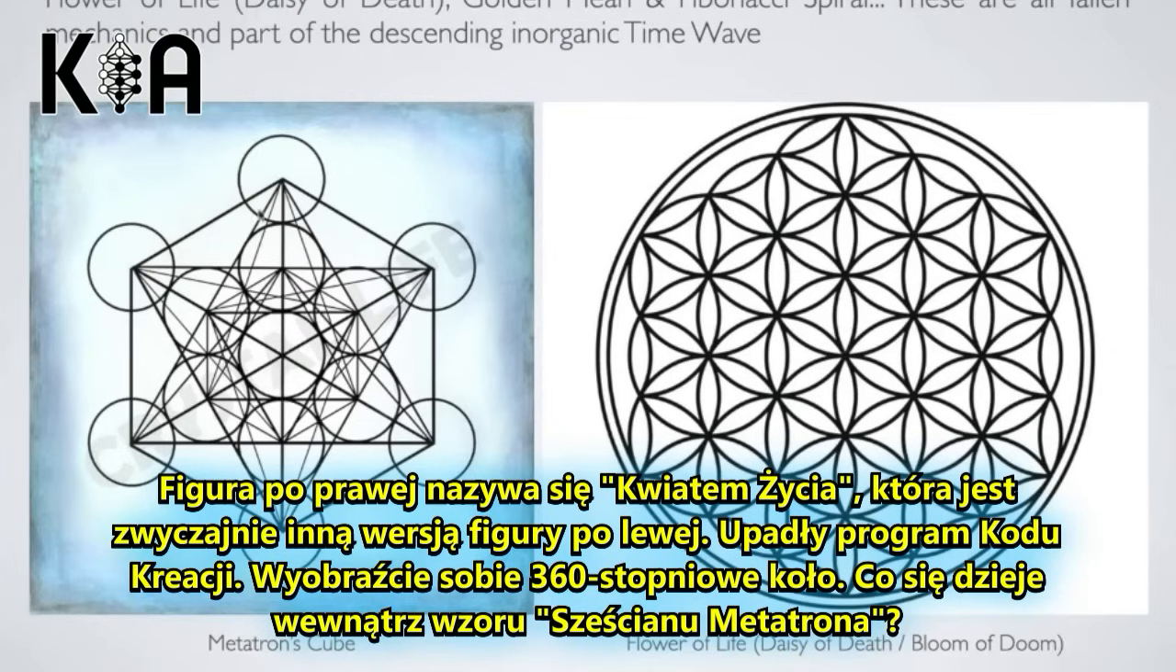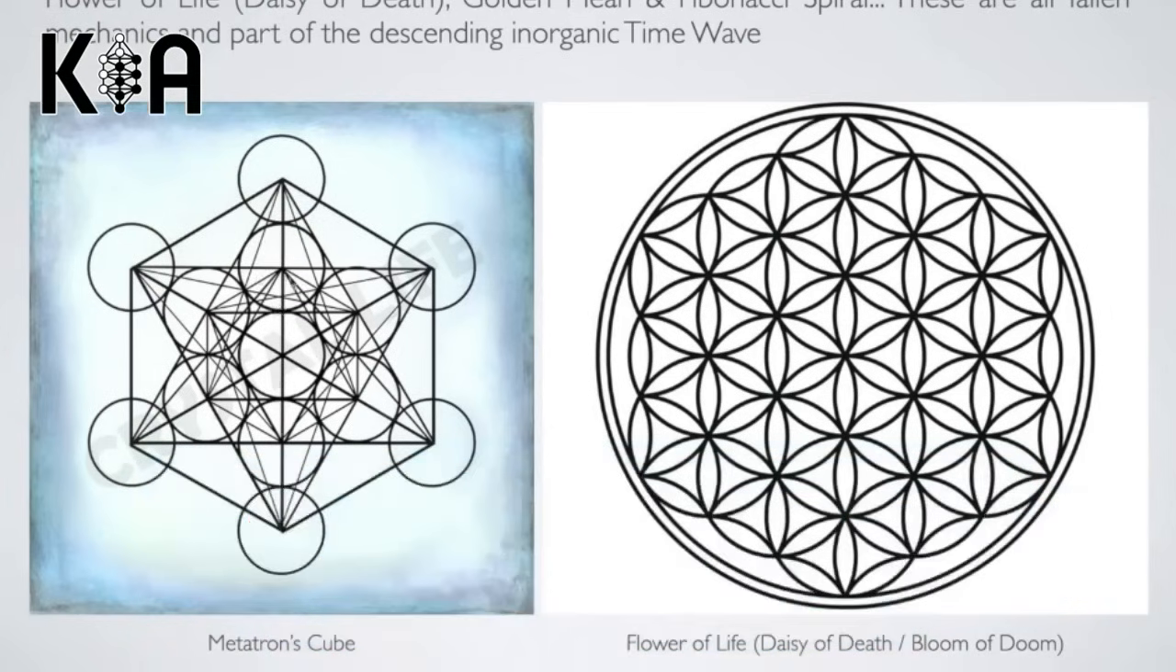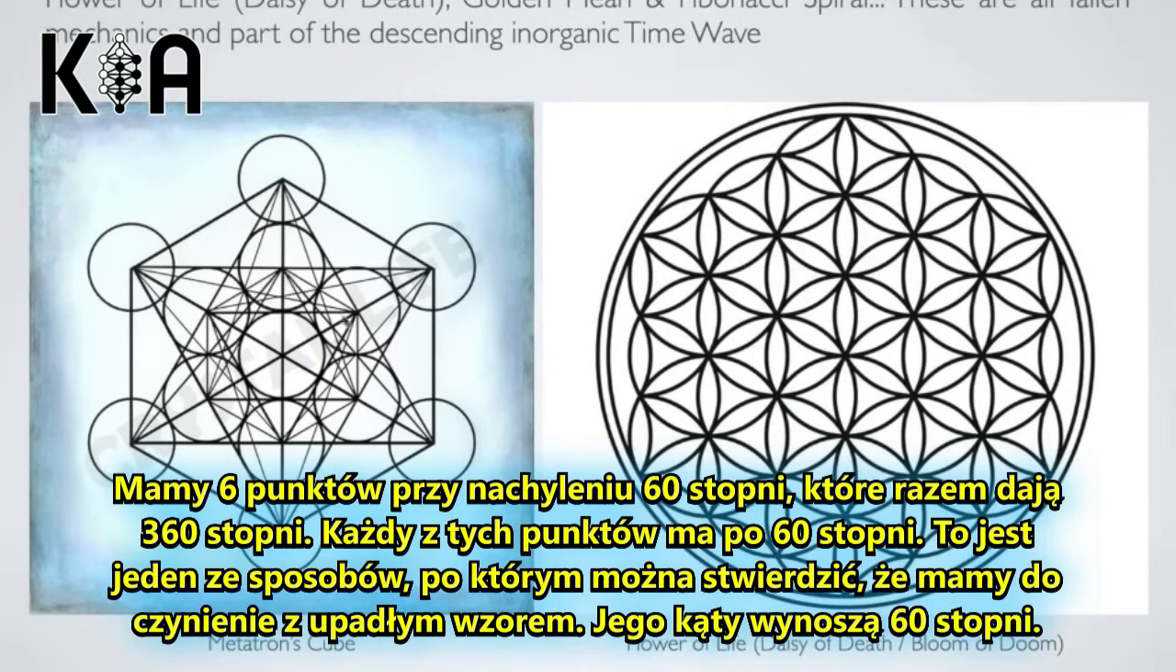So imagine a circle being 360 degrees. Now what actually happens in the Metatron's cube template, you have 6 increments of 60 degrees to make the 360 degrees. So each one of these increments is a 60 degree increment. Okay, so that's one of the ways that you can tell a fallen template, by its 60 degree increment.